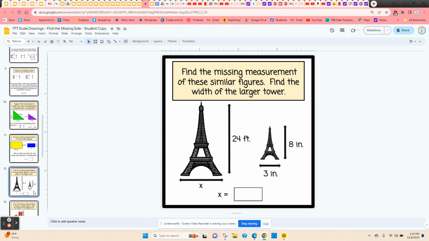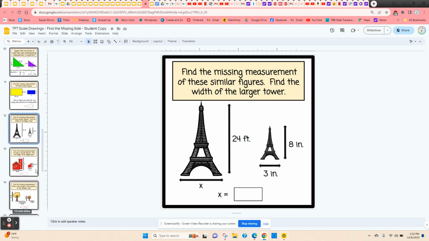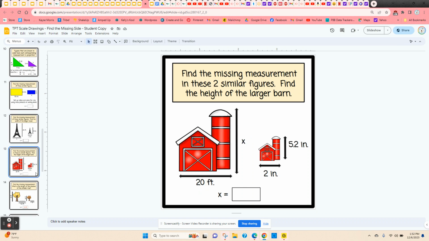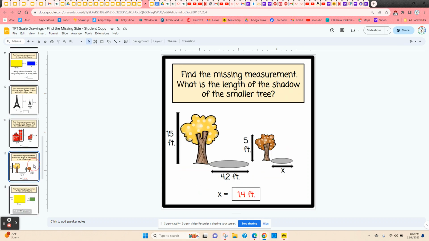Then they've got some real life examples. So here's the Eiffel Tower and Eiffel Tower figurine. So we've got a missing width here. So we can set up a ratio and then solve for x. Here's some buildings. We're going to do the same thing. And then the same thing with the shadow of trees.